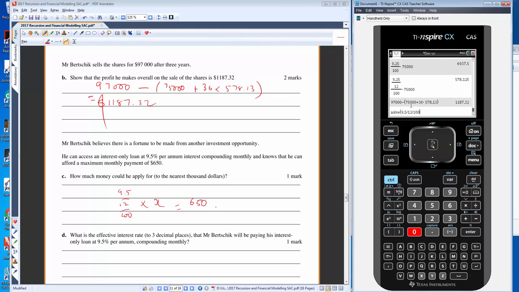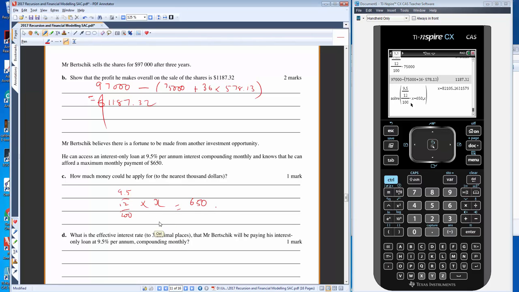9.5 over 12 over 100 multiplied by an unknown number equals 650, x. Alright, and that's saying that he could apply for exactly x equals 82105.26. This is to the nearest $1,000. Okay, so thousands are in this column here, rather this column here, that's the hundreds column. So yep, good math teacher there. And so what I would do is he should apply for $82,000 to the nearest 1,000.